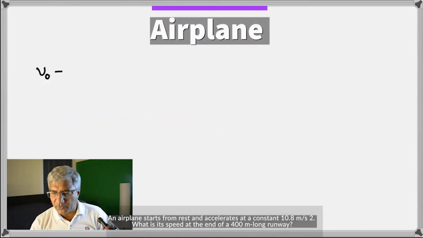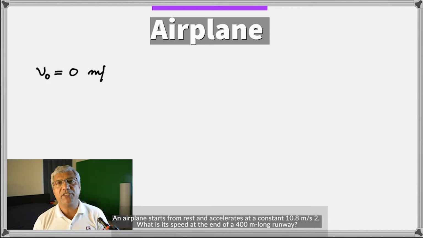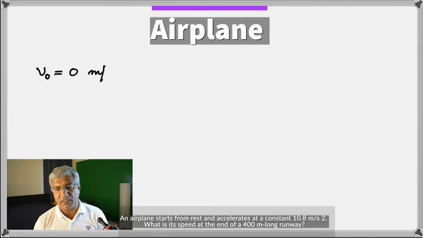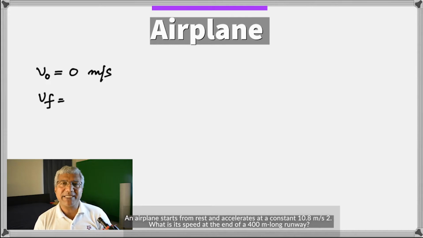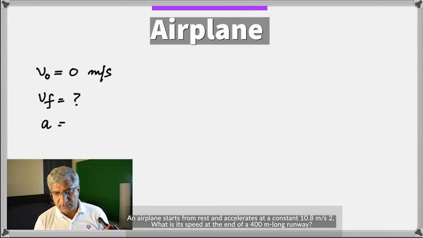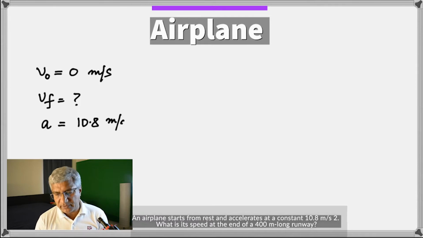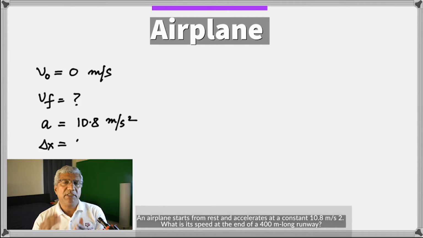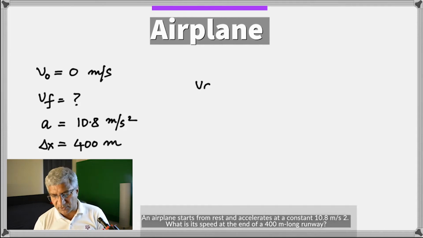In this problem, you have an object that is starting from rest. So the initial velocity is 0 meter per second. We have to find its final velocity, so that is v sub f, which we are looking for. And then its acceleration is given. The acceleration is 10.8 meter per second squared. And you also have the displacement. So it goes from 0 to something within a distance of 400 meters.